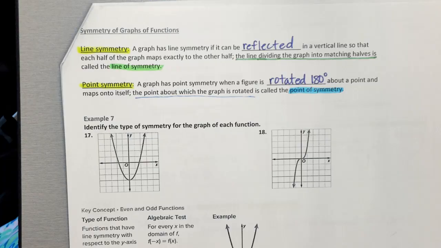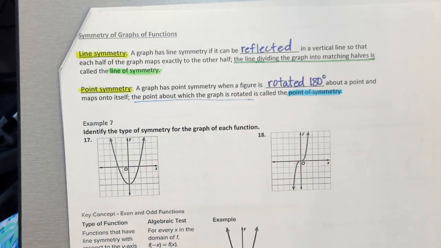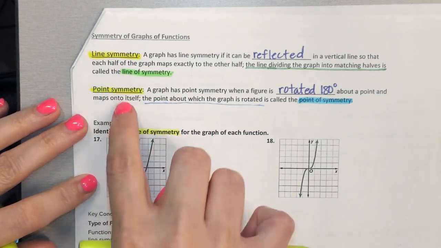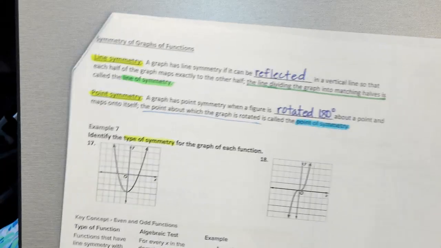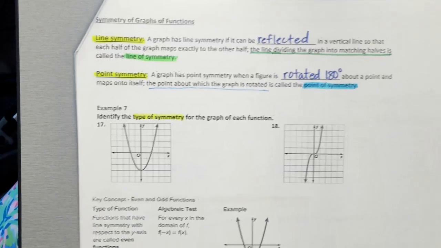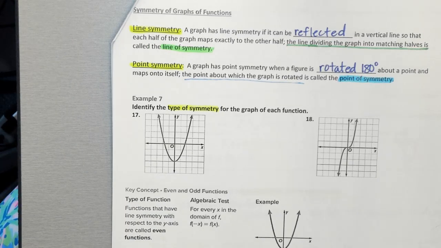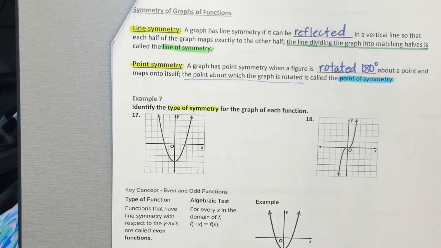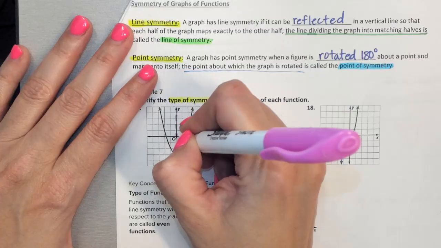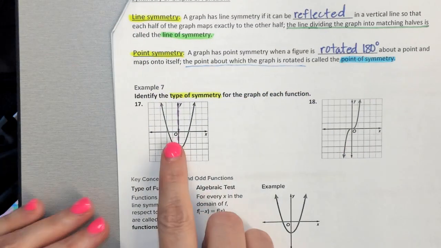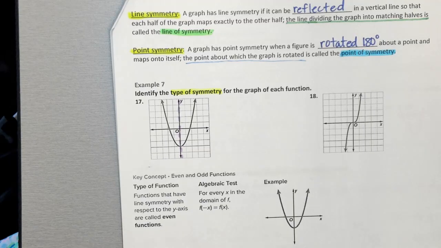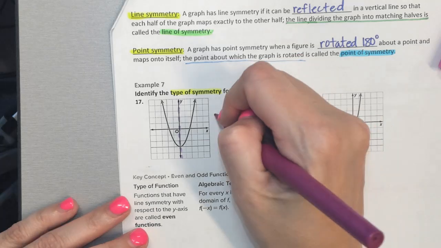Okay, so for example 7, when you have to identify what type of symmetry it is, your answers are either going to be line symmetry or point symmetry. All you have to do is see if it's a reflection or a rotation. It's going to be a reflection if you can draw a line down the middle or straight through, and it's the same on both sides. In this case, the y-axis is the line of symmetry. If I cut this in half and folded this over, it would be the exact same thing, which means this has line symmetry.